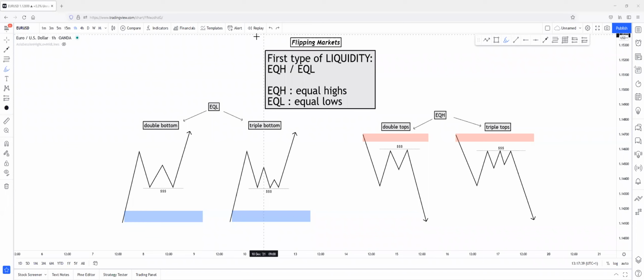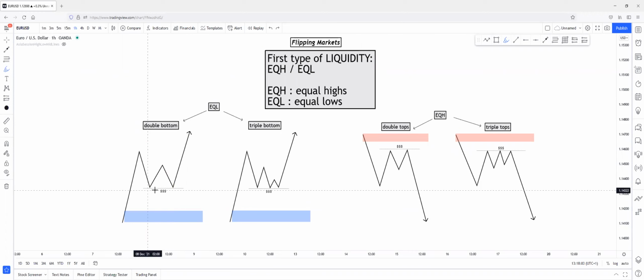Okay, let's see an example for the equal lows. In the first example, price is moving in a bullish trend, creating a series of higher highs and higher lows. After the first high has been created, price did a pullback, but didn't tap into a demand zone. Instead, it created a low. After the low has been created, it couldn't break above the last high, and it created another pullback.